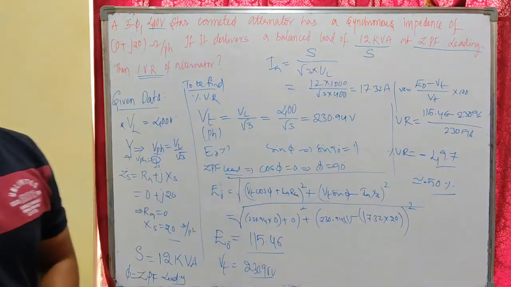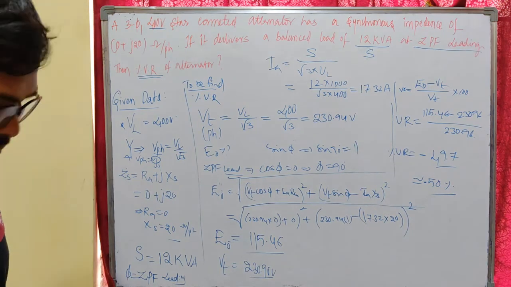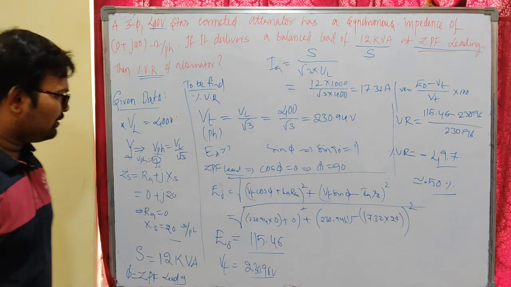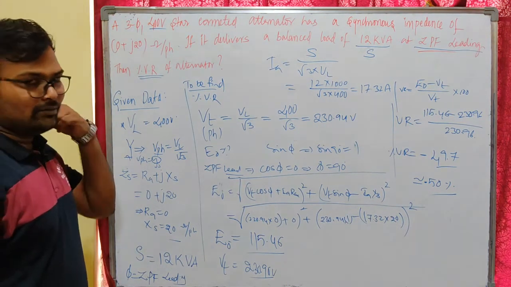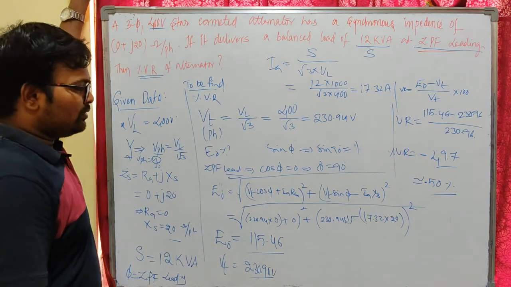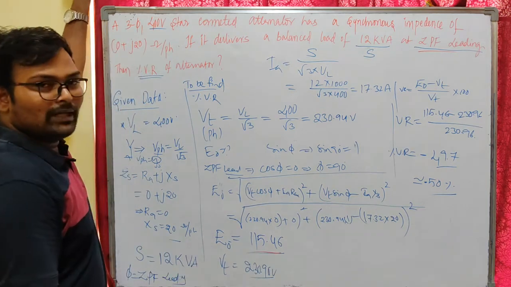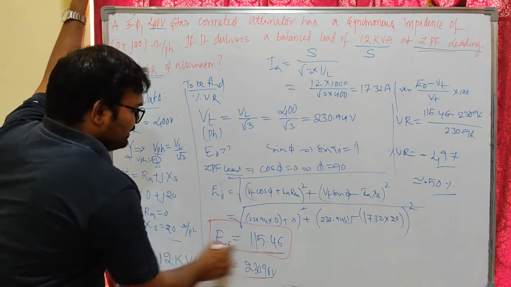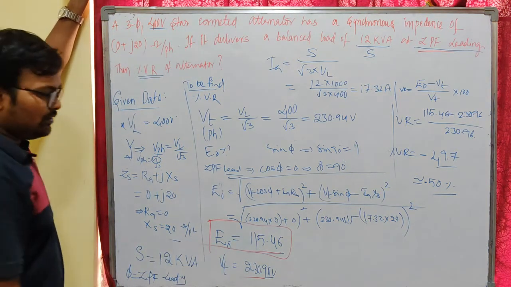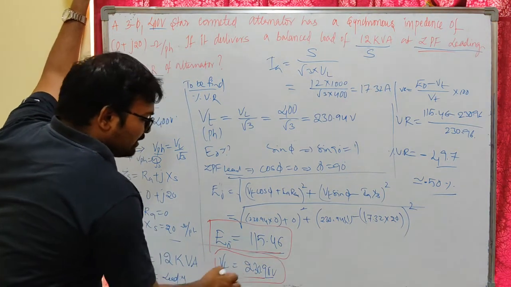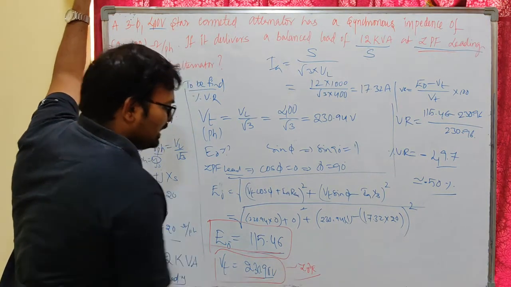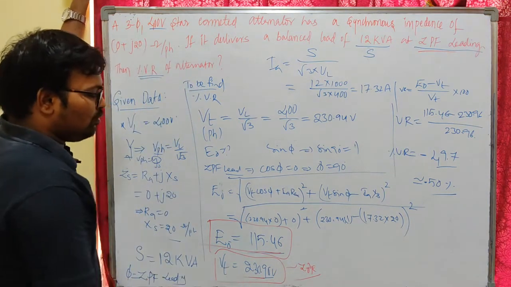Observe here, he has mentioned in the question ZPF leading, that means the percentage voltage regulation should be negative for ZPF leading. Here we have E0 equal to 115.46, and the terminal voltage is more compared to the generated voltage. E0 is the generated EMF by our synchronous generator, but the terminal voltage is almost double for ZPF leading. That means leading power factor adds to the terminal voltage.